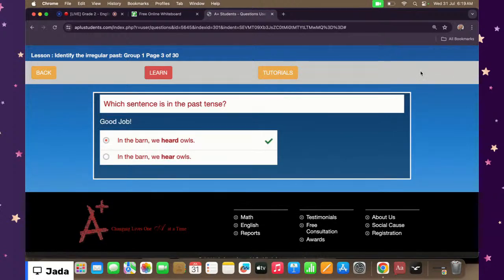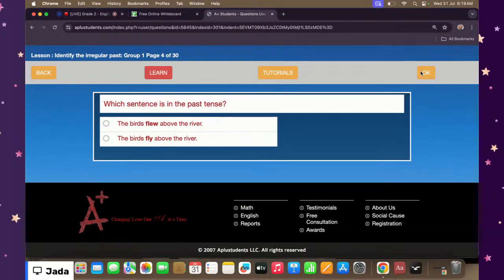So, this one. And then we have the birds flew above the river. The birds flew above the river. The birds fly above the river. So which of these is in the past? Is it fly or flew? So the past tense of fly is flew. Okay? So we have flew.